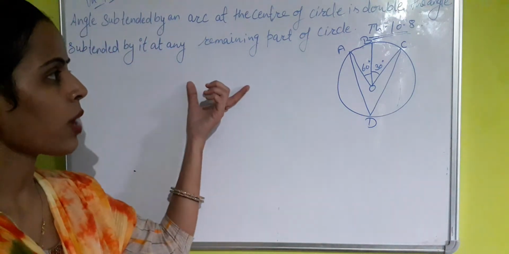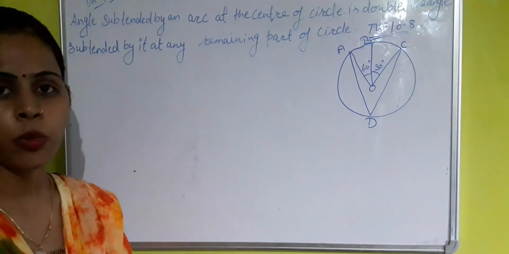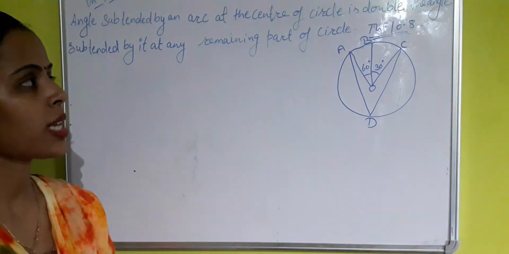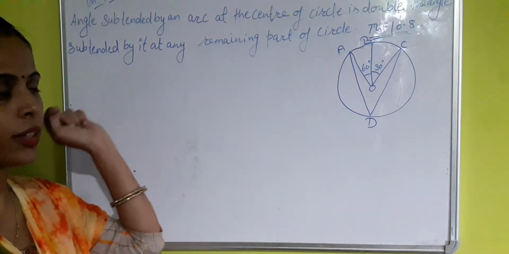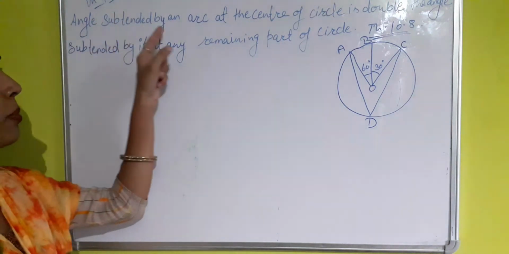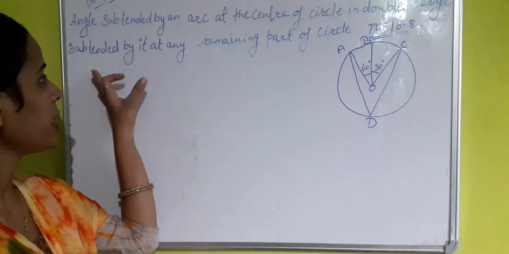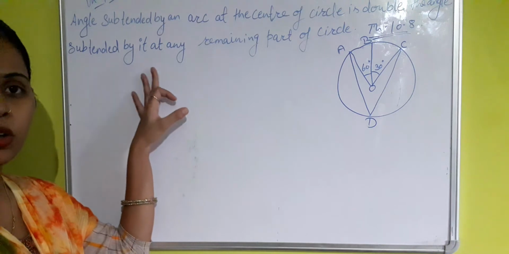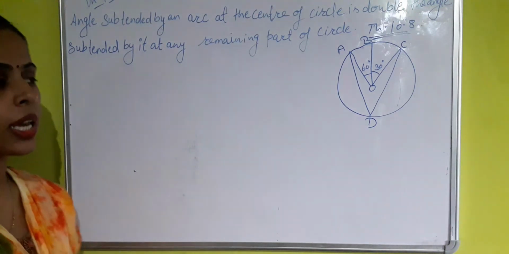Now we are going towards our topic. Today we will do exercise 10.5. In this exercise we will use theorem number 10.8: the angle subtended by an arc at the center of a circle is double the angle subtended by the same arc at any remaining part of the circle.